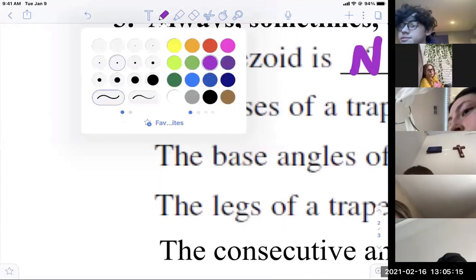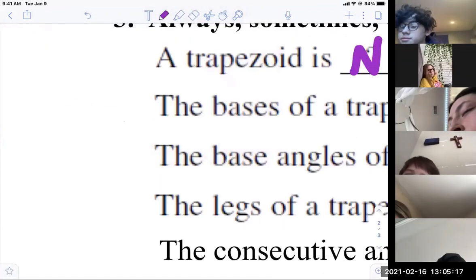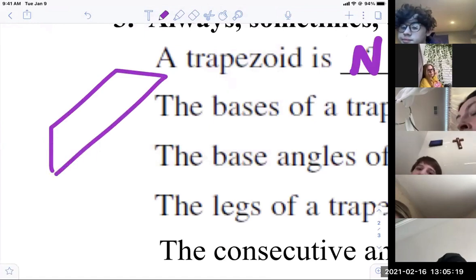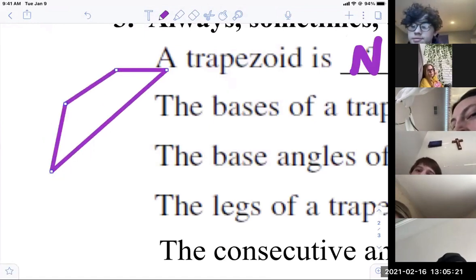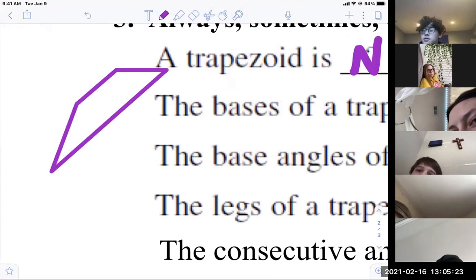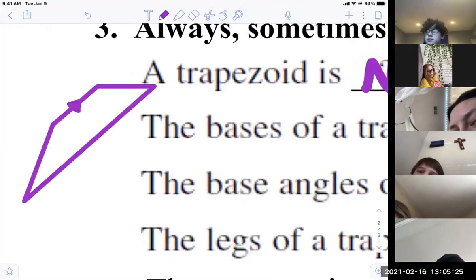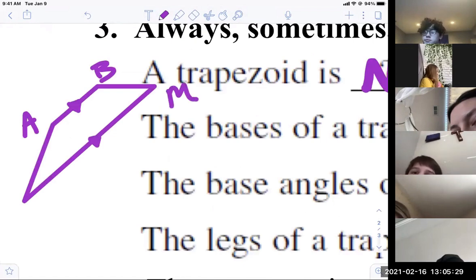Like if I draw a trapezoid like this. If I draw a trapezoid like this, which ones are the bases? The top and bottom ones, the ones with arrows, like in the middle. What do you call the other ones?